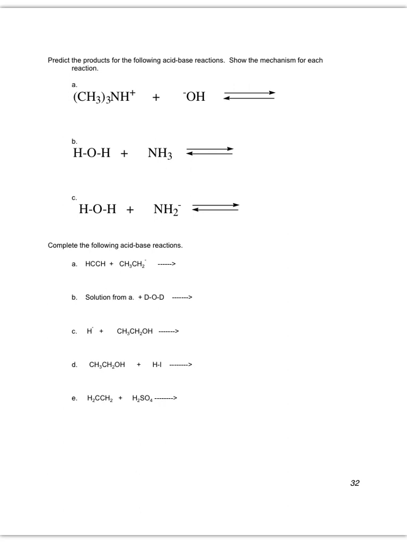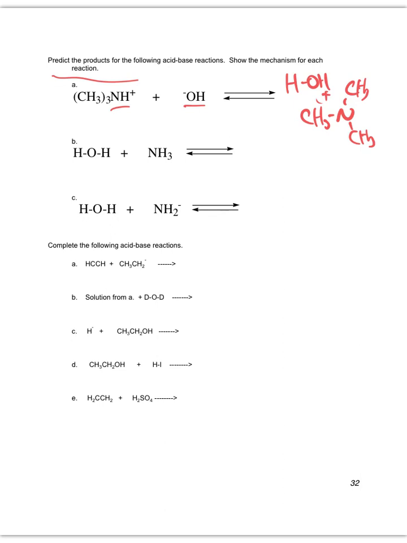So in the first part, where it asks us to predict the products for the following acid-base reaction. It is a Bronsted-Lowry acid-base reaction, so we're going to just take a hydrogen off of the acid, the thing with the positive charge, and put it on the thing with the negative. So we're going to form water along with trimethylamine. Okay. Oops, no circle on that one, just a plus. So we're going to form those two things.